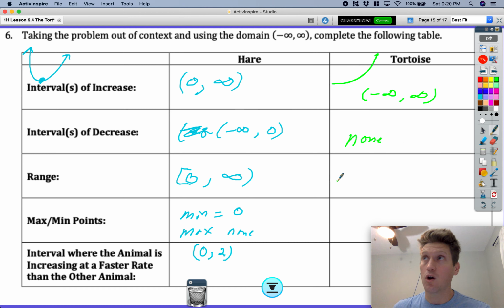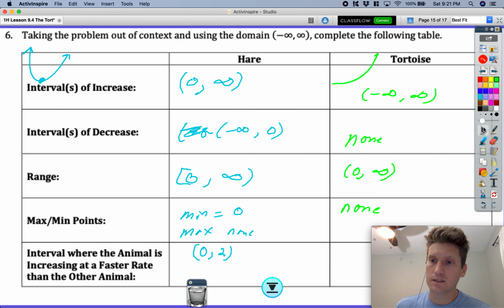So its range, all possible y values. Now, while it approaches 0, it never actually touches 0. 0 is the actual limit as the function goes to negative infinity, okay? So when I look at the range, it's just from 0 to infinity. And it actually does not have any maximum or minimum points. Remember, while it approaches 0, it never actually touches it, so it's none.